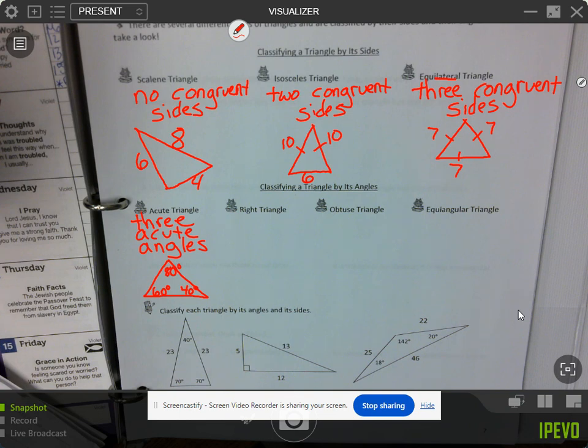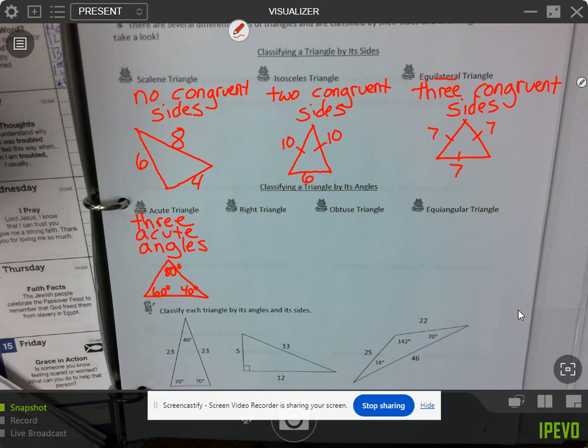So they're all smaller than 90 degrees. And we add all three of them up, they equal 180. So we know it's a triangle. It's an acute triangle because all three are acute angles. Now we have a right triangle.